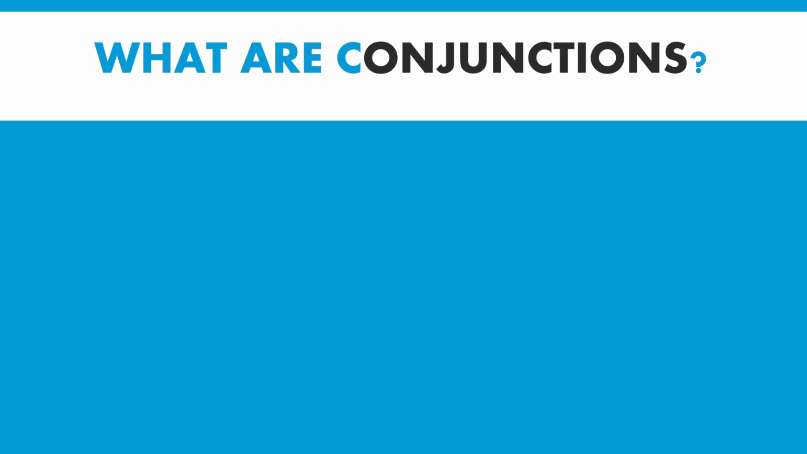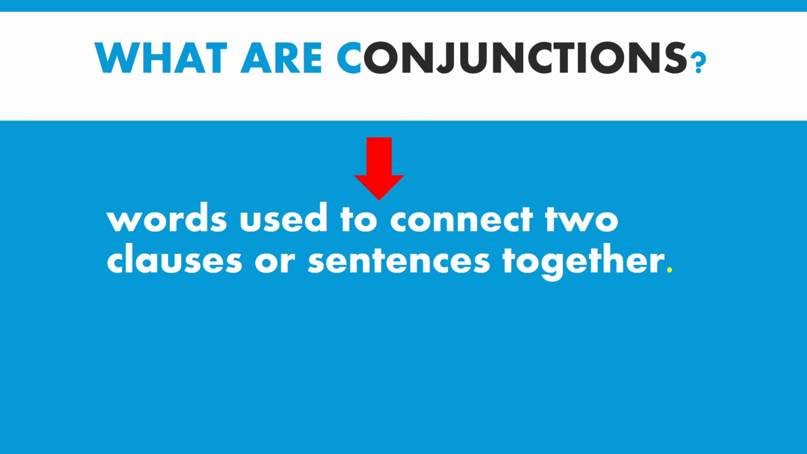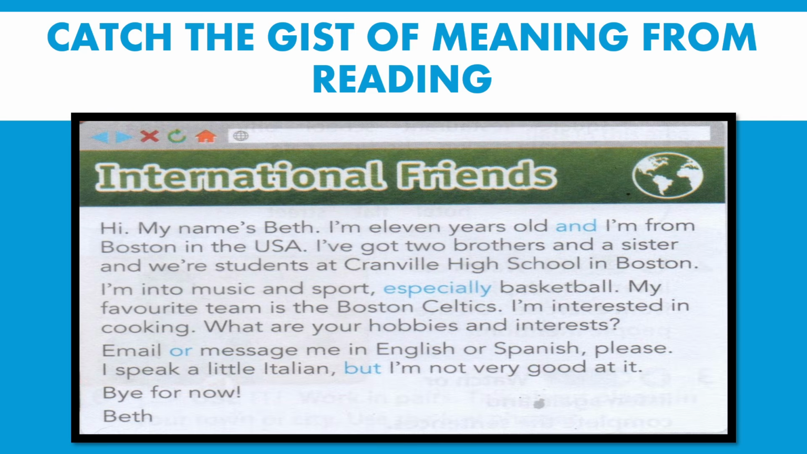Next, we are going into conjunctions. What are conjunctions? Conjunctions are words used to connect two clauses or sentences together. The examples of conjunctions that we are going to cover for this lesson today are and, or, but, which I had mentioned earlier. Let's try to catch the gist of meaning from reading the text below. Please focus on the blue color words, especially those that highlight the conjunction. Shall we read this together? Read after me.